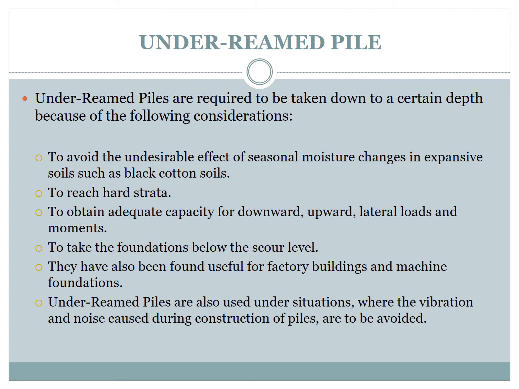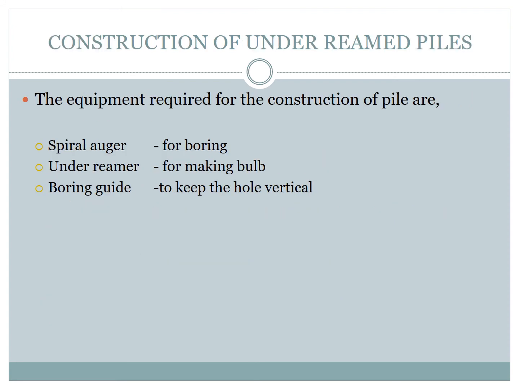Okay. So next, construction of under-reamed piles. The equipment required for the construction of the pile is spiral auger, under-reamer, and boring guide. The spiral auger is used for boring, or making a hole into the ground. The under-reamer is used for making a bulb, or under-ream, and the boring guide is used to keep the hole vertical.